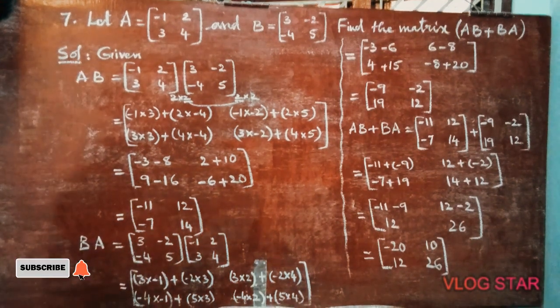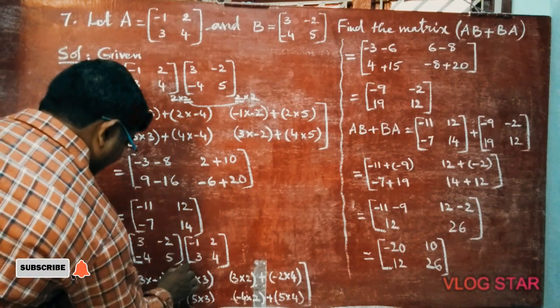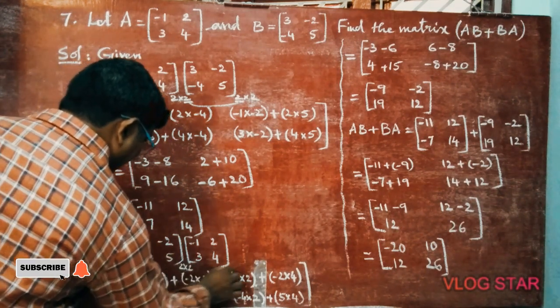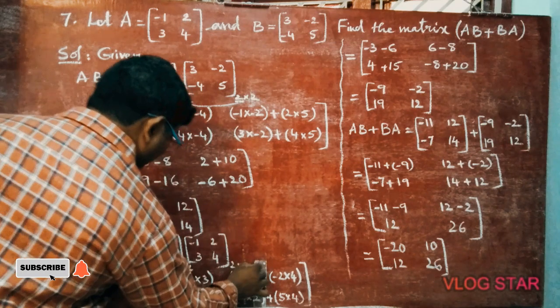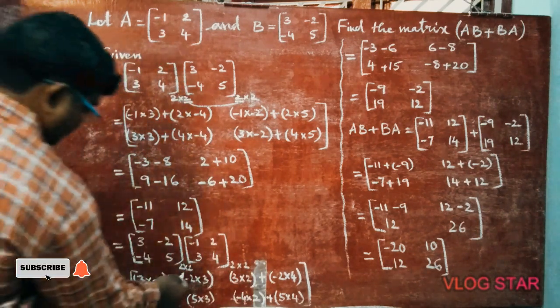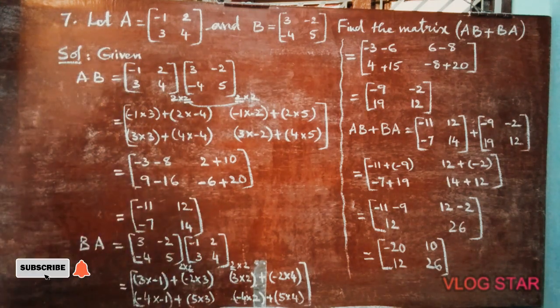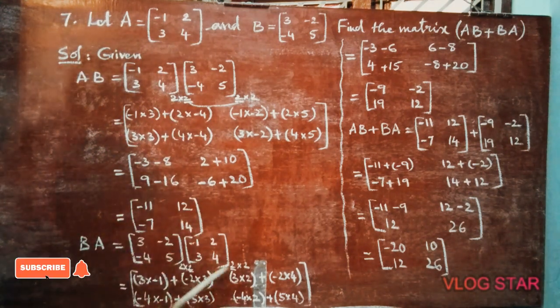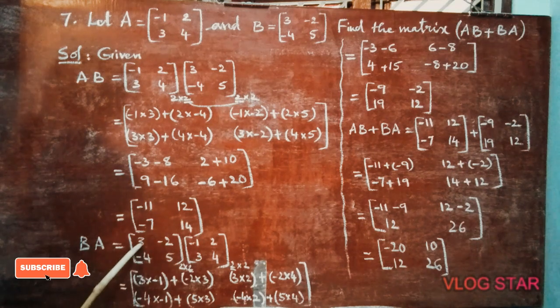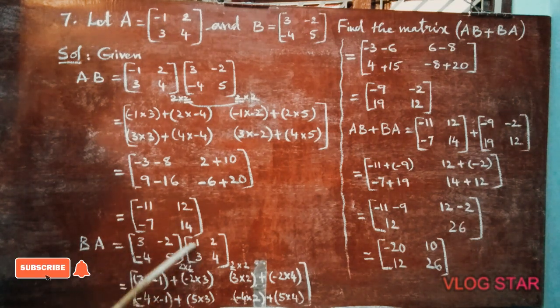Again here also the same thing. B is a 2 by 2 matrix and A is also a 2 by 2 matrix. First point to remember: the first matrix column should be equal to the second matrix row. If they are equal only, then multiplication starts. Second point, row with column.